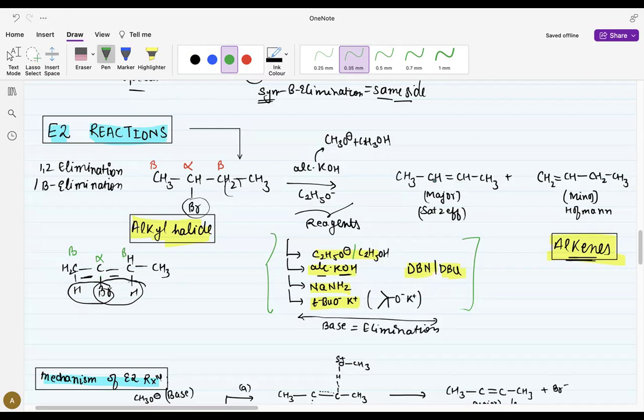Done. So इसका mechanism we will learn. So we will get our two products. One will be major, other will be the minor product. दो प्रोडक्ट मिलेंगे हमारे पास. One is major, other is minor.